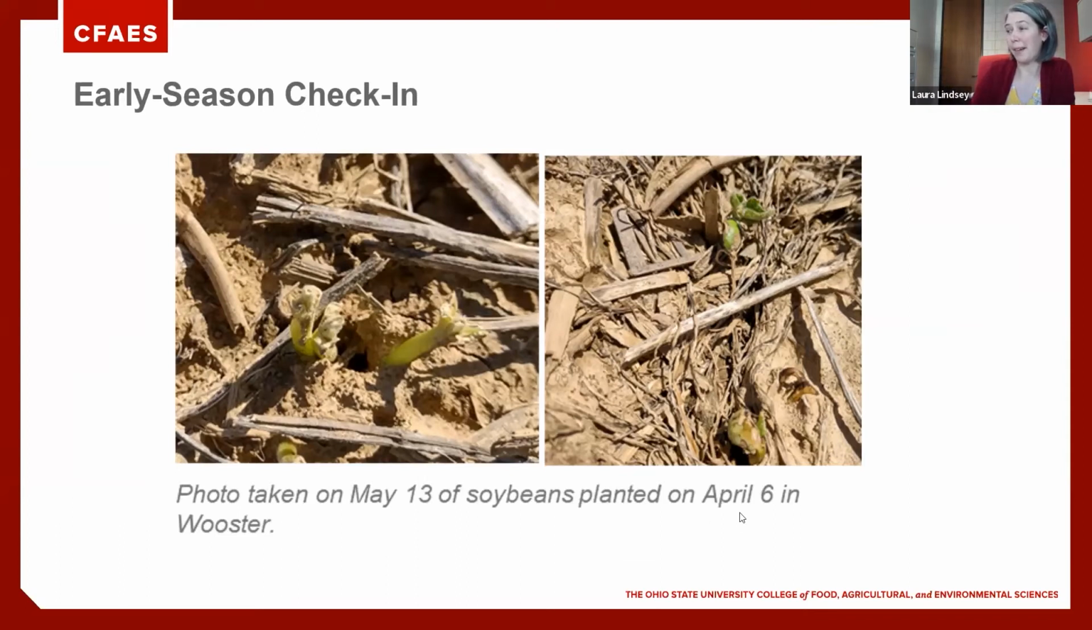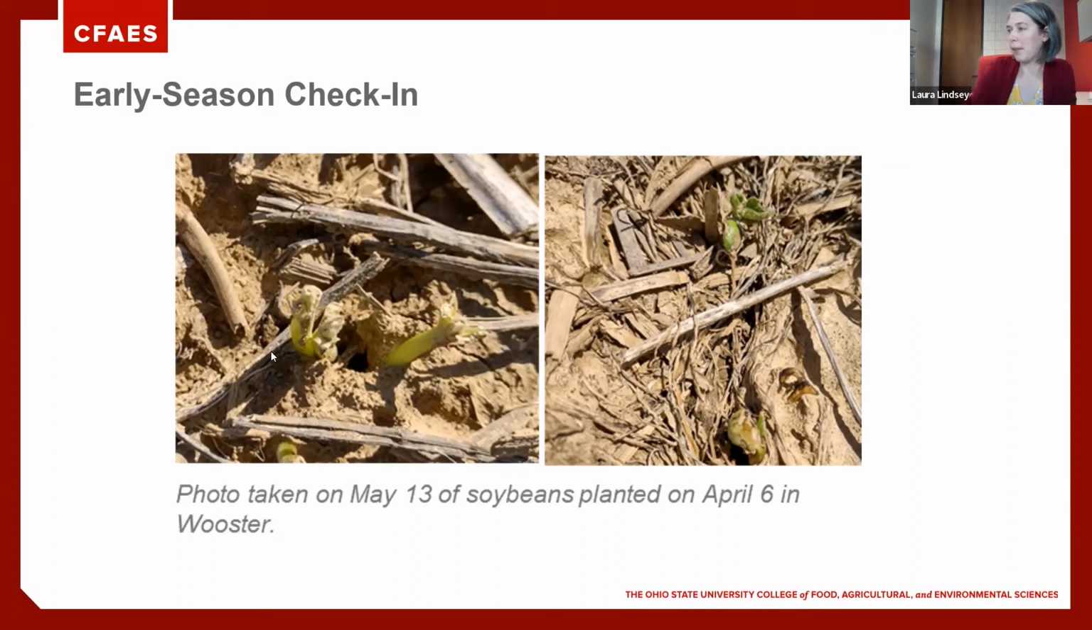These soybeans were planted on April 6th, so it's been over a month, and they were very much still coming out of the ground, very early stages. We had some soybean plants that were just clipped off at the stem. This could have been freeze damage. I have suspicions there could have been slugs as well.